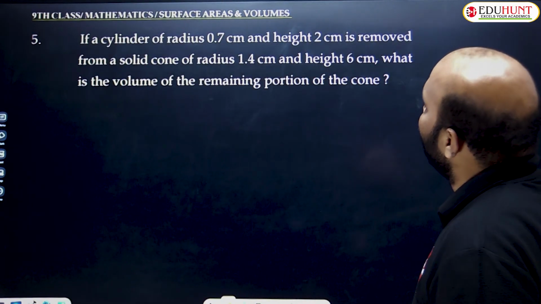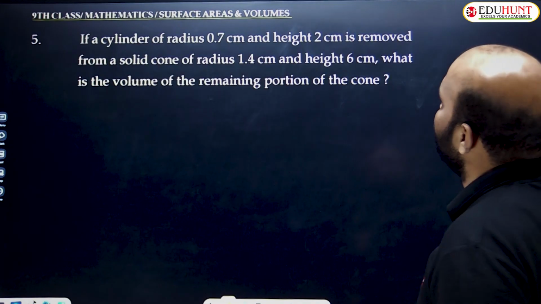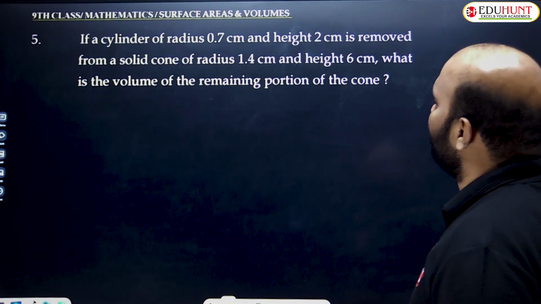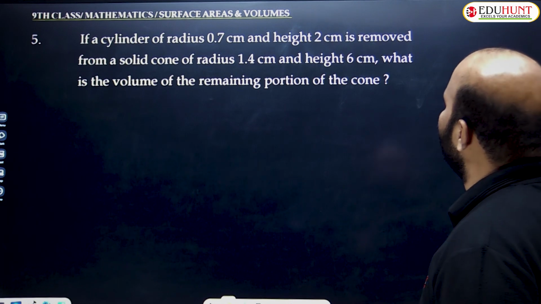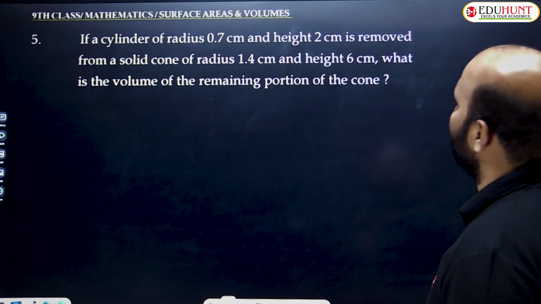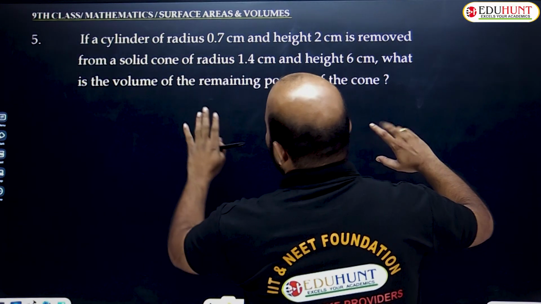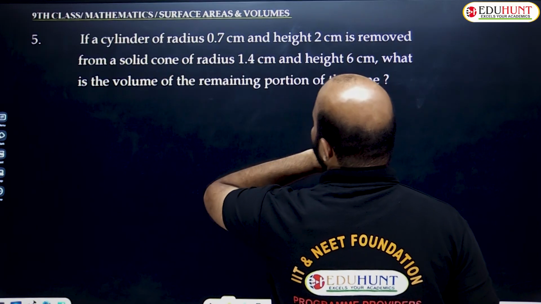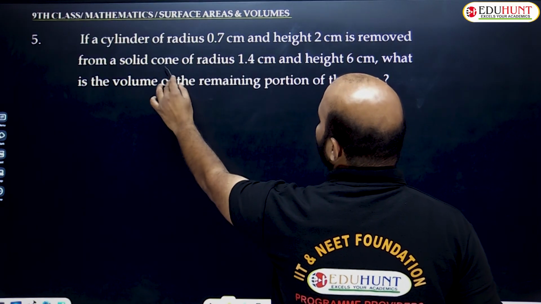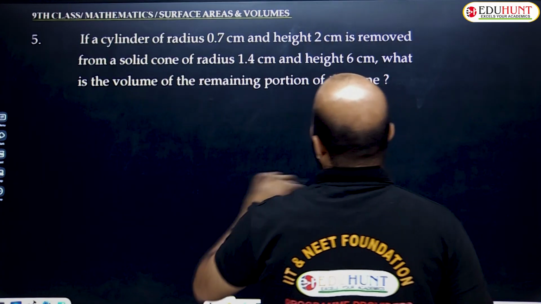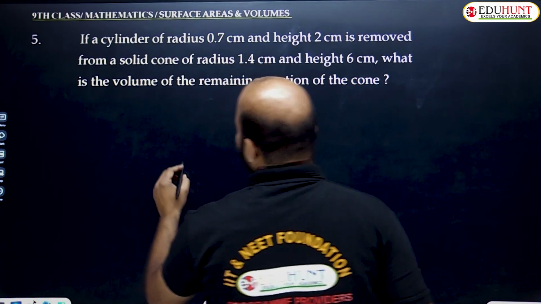If a cylinder of radius 0.7 centimeters and height 2 centimeters is removed from a solid cone of radius 1.4 centimeters and height 6 centimeters, what is the volume of the remaining portion of the cone? Here the cylinder is removed from the cone. So first we need to calculate the volume of the cone minus the volume of the cylinder, which is the volume of the remaining portion.